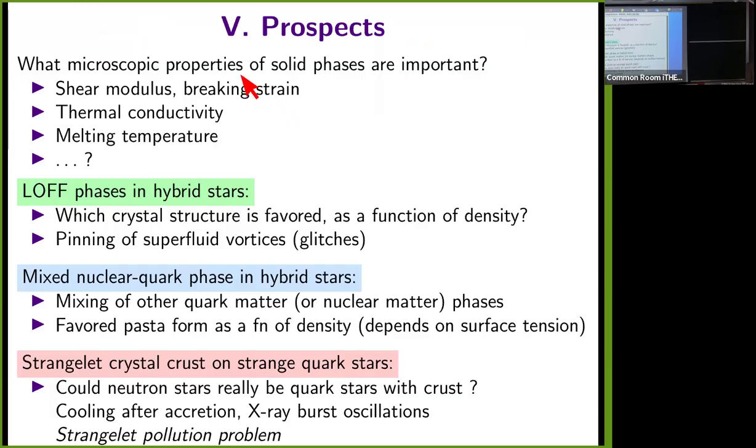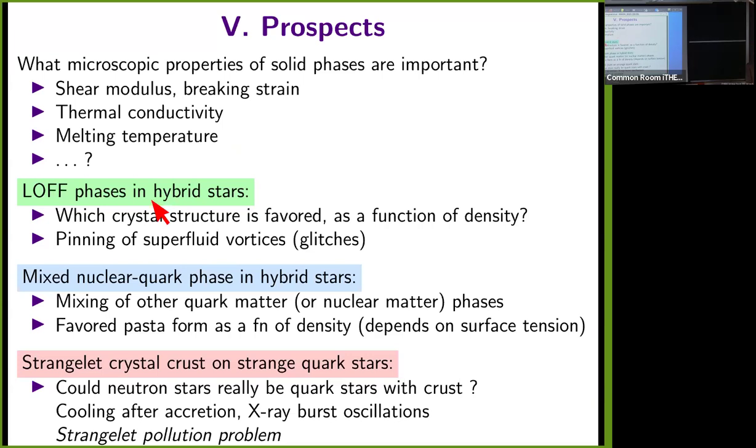What properties of the solid phases are interesting for the purposes of seeing evidence of them out there in nature? I talked about shear modulus. You could talk about thermal conductivity, what temperature they melt at, the things that might be relevant in mergers and things like that. If you imagine two neutron stars merging and getting hot, and if there's a crystalline phase, when does it melt? These are all things that one could look at.